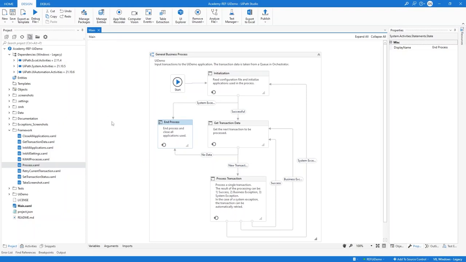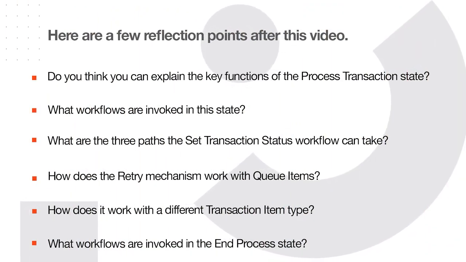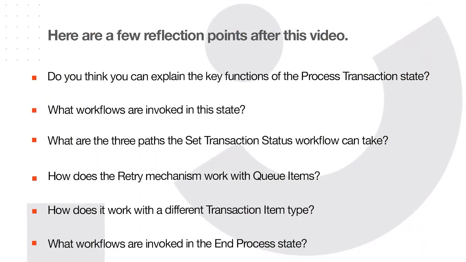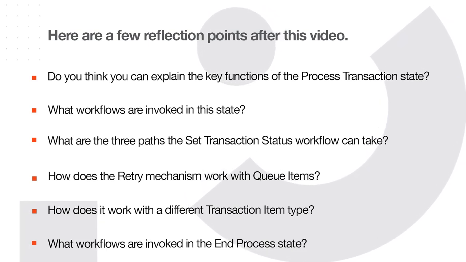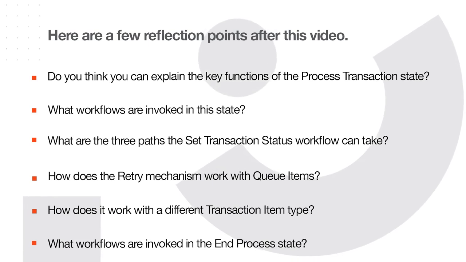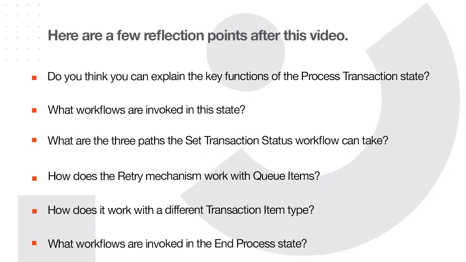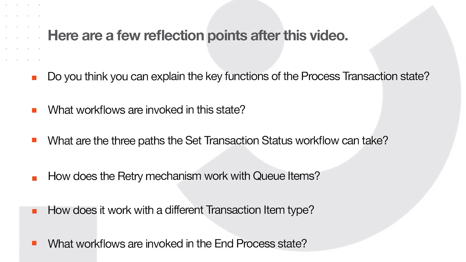Here are a few reflection points after this video. Do you think that you can explain the key functions of the process transaction state? What workflows are invoked in this state? What are the 3 paths the set transaction status workflow can take? How does the retry mechanism work with queue items? How does it work with a different transaction item type? What workflows are invoked in the end process state?